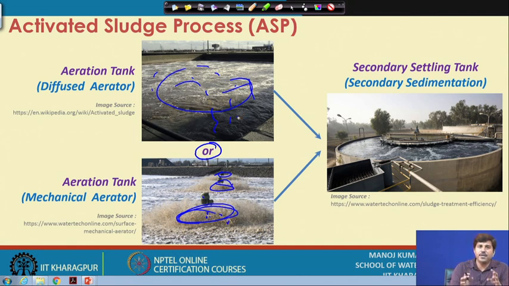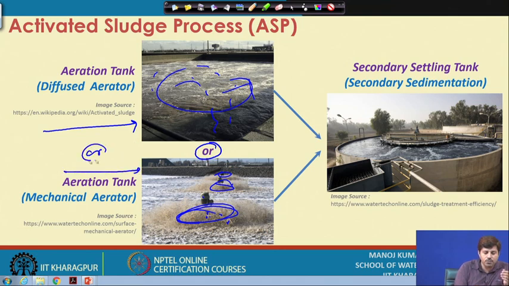So we will have an aeration tank which would have either of these two mechanisms, diffused aerators or mechanical aerators, and then the water comes to this or this, whichever route is being followed. The water here means the effluent from the primary sedimentation.